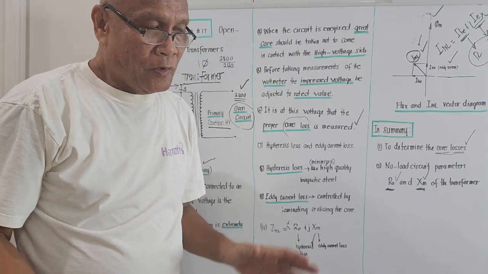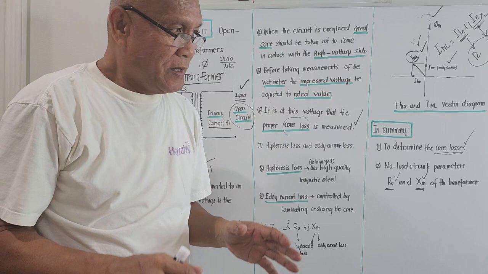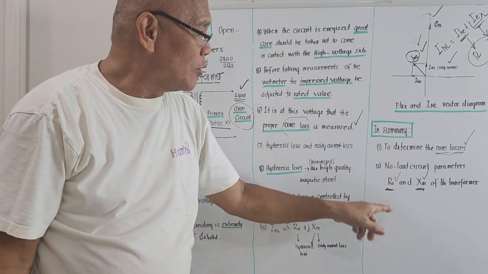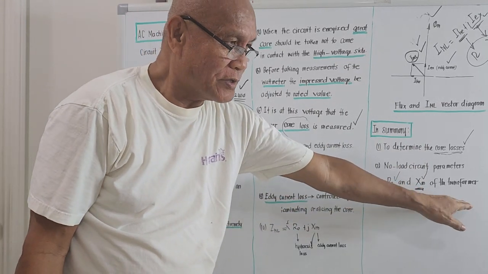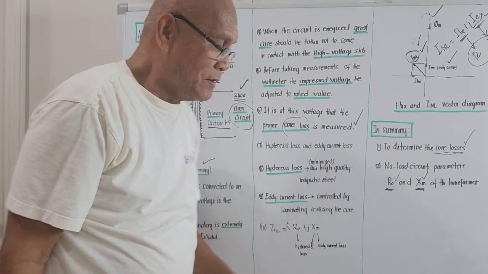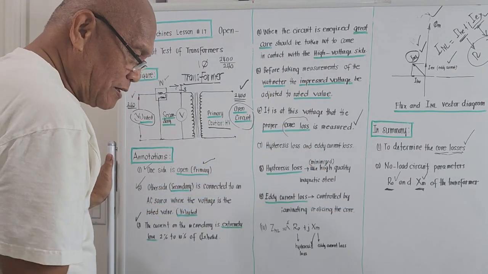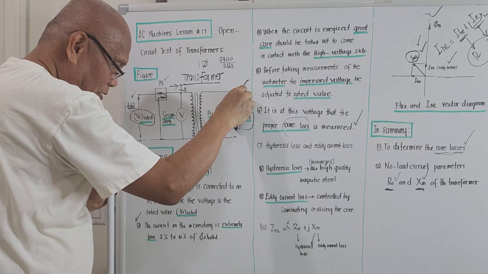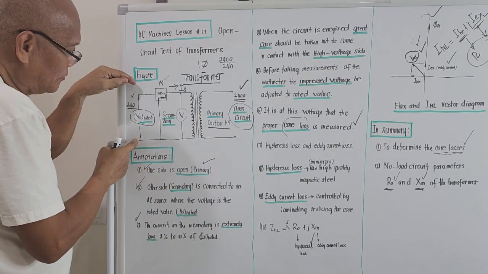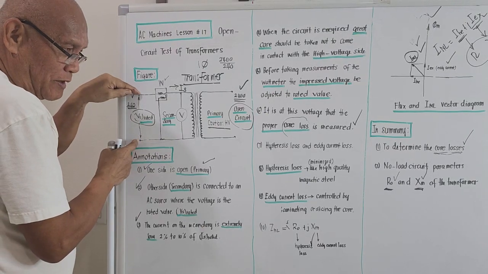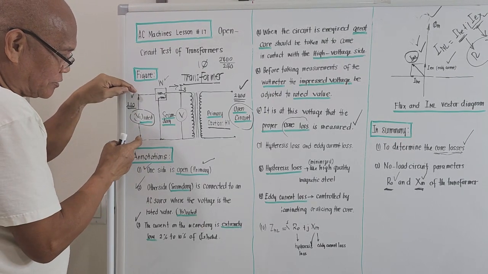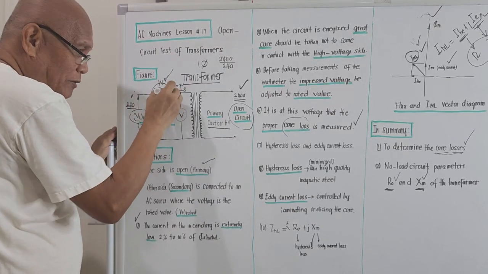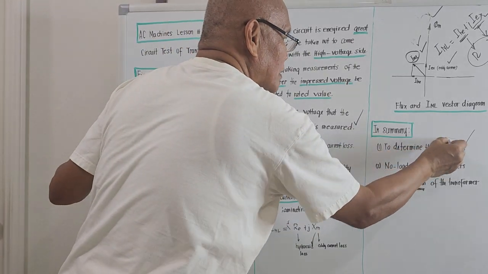In summary, the open circuit test is a test for transformers to determine the core loss and the values of R0 and XM. I will repeat it. To perform this open circuit test, the primary side, the high voltage side, is open. We impress the rated voltage on the secondary side. As soon as the rated voltage is impressed over here, take the reading on the wattmeter, and that reading is termed the core loss.